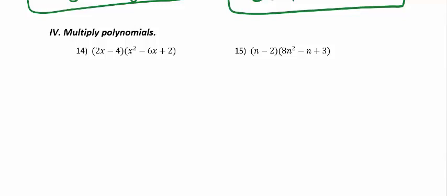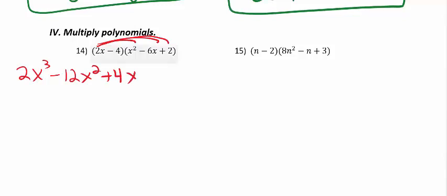Now we're going to multiply polynomials. So we're going to take our 2x and we're going to multiply it by each term inside of the parentheses. We distribute 2x to everything. So 2x cubed minus 12x squared plus 4x. And then we're going to take our negative 4 and we're going to distribute that to everything in the parentheses. It's going to give us a minus 4x squared plus 24x minus 8.